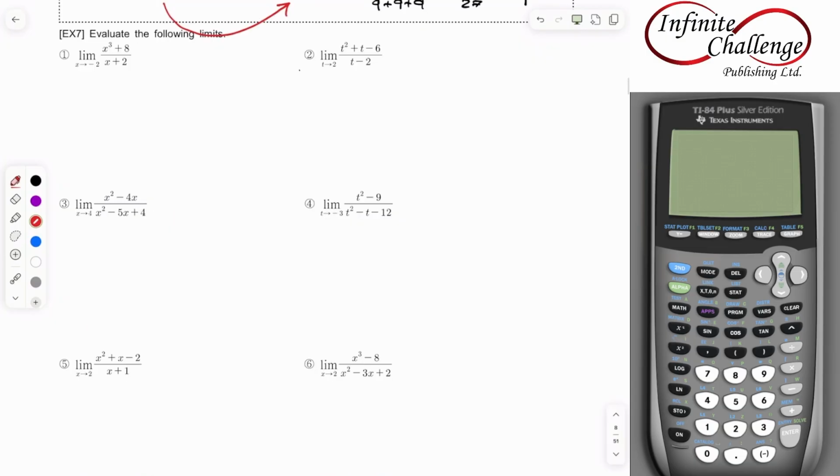Let's try a couple questions and see if we fully get it, starting with evaluate the following limits of exercise 7, number 1.